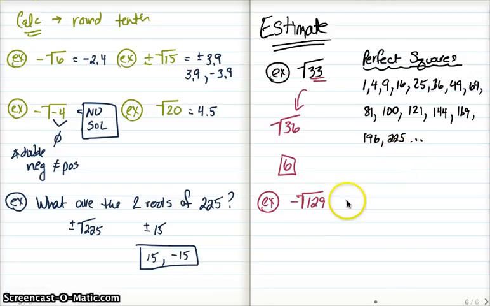But 129. Well, what is 129 in between? It's in between 121 and 144. It's obviously closer to 121. So I'm going to say that this is closer to the negative square root of 121. I know that the square root of 121 is 11, and I just have to plop that negative sign out front because, again, we're looking for that negative root. So I will say negative 11.